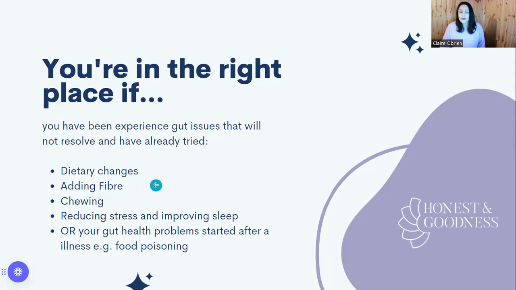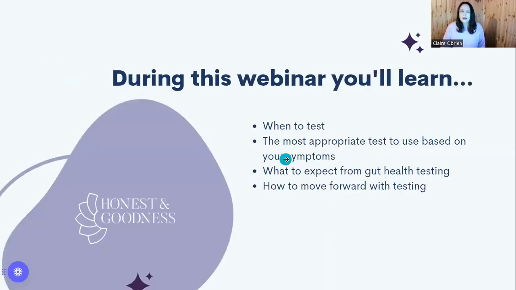You've tried adding fiber and that hasn't helped your gut issues or has made things worse, which is quite common too. You've already implemented things like slow eating, mindful eating, and chewing, and that hasn't helped. And a really common one in IBS would be a recommendation around reducing stress, improving breathing, and also improving sleep.